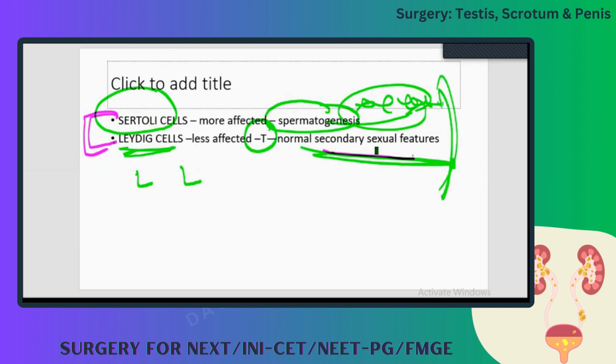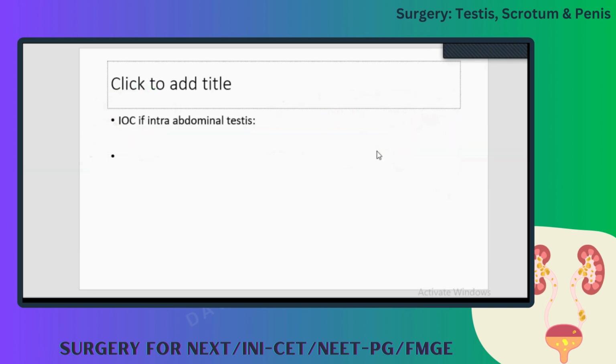This is a little extra mile, but it is very important in concept-based questions. Why does the patient have normal secondary sexual characters? Because Leydig cells are normal, so testosterone is normal. But why is the sperm quality defective? Because Sertoli cells are defective.